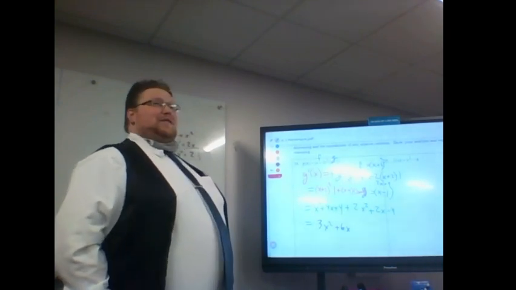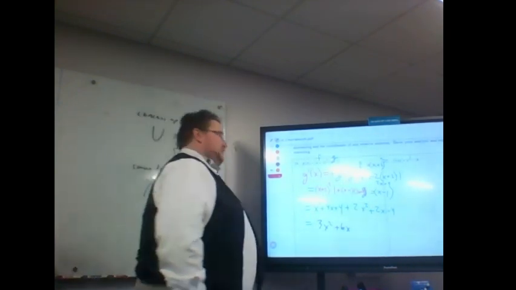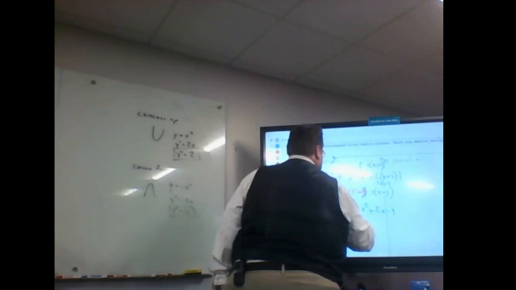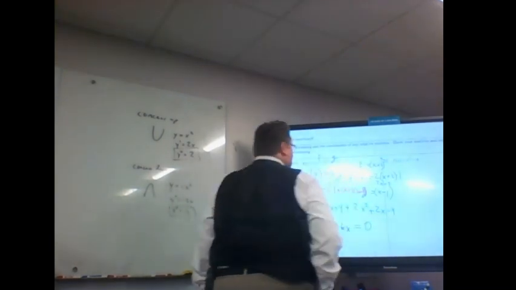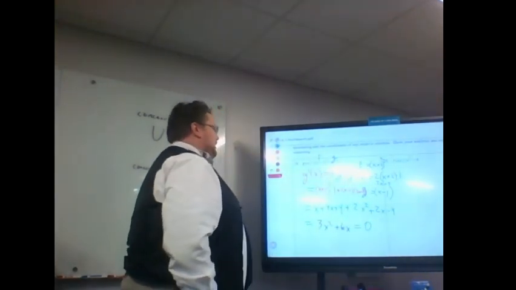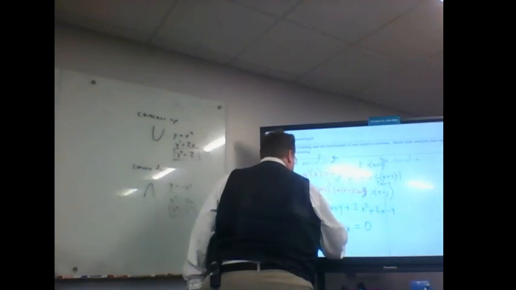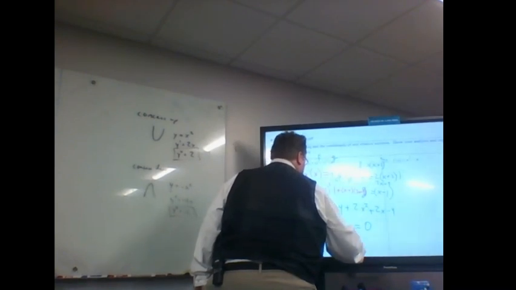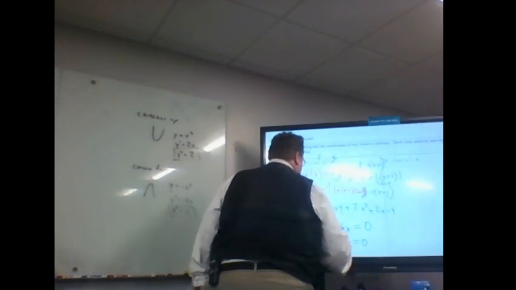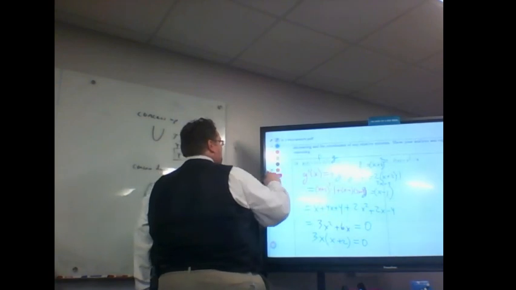What's our next step once we have the derivative? Set it equal to 0. I can factor out an x. 3x. Factor out 3x. What's left behind? x plus 2. Very good.